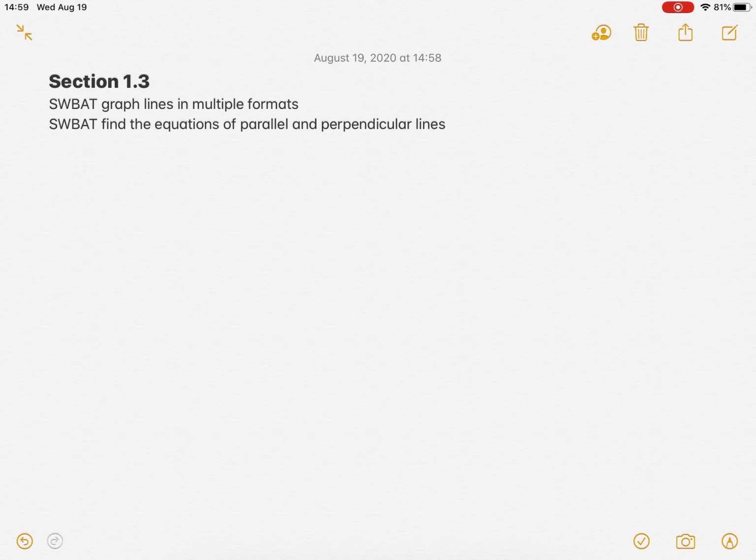Okay, so section 1.3 is next, and section 1.3 is all about lines, equation of lines, and graphing lines. We'll also talk about parallel and perpendicular lines. So what I want you to be able to do today is graph lines in multiple formats. We'll talk about what those formats are. And then I also want you to be able to find the equations of parallel and perpendicular lines.